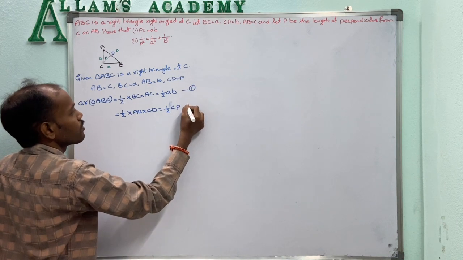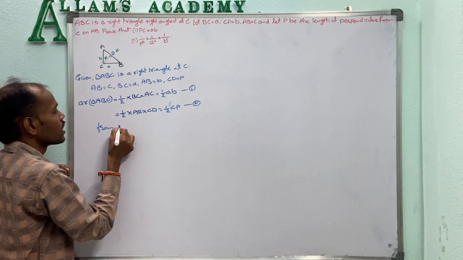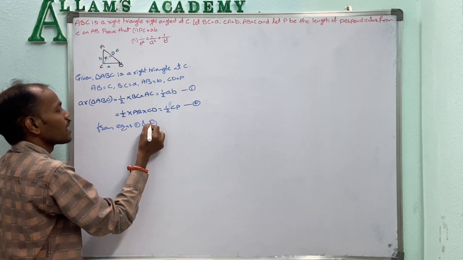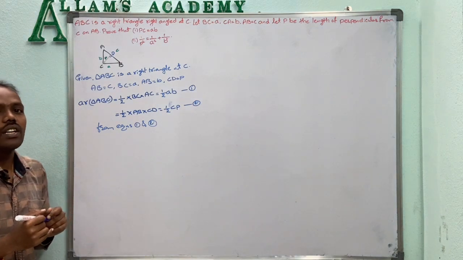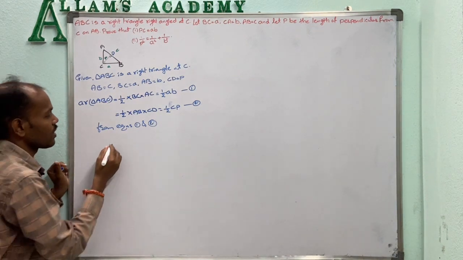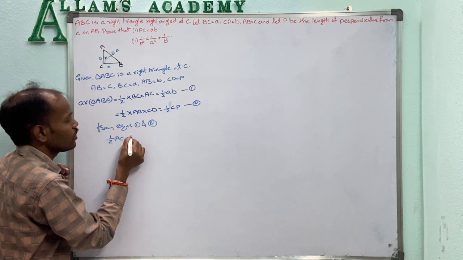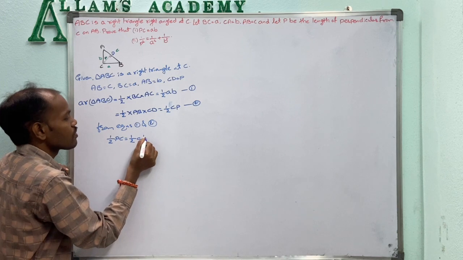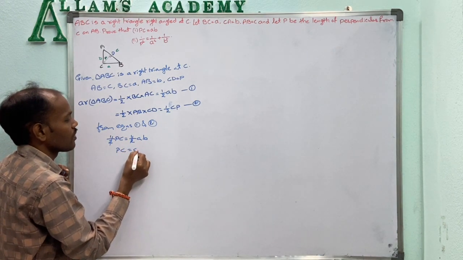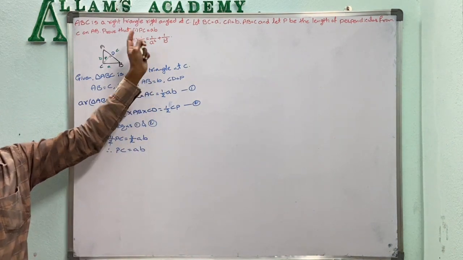So now from these two equations we can conclude that both areas will be equal. Why? Because both are the same triangle. So half PC equal to half AB, so half gets cancelled, so PC equal to AB. So the first proof is done.